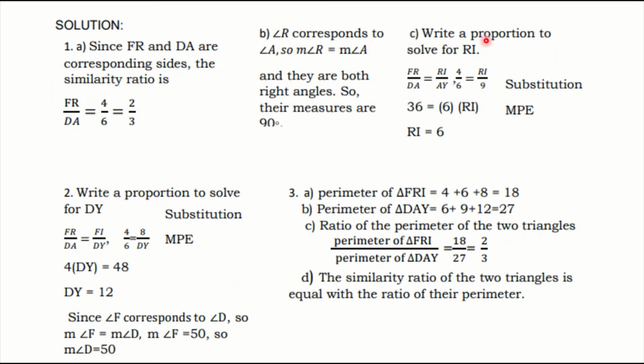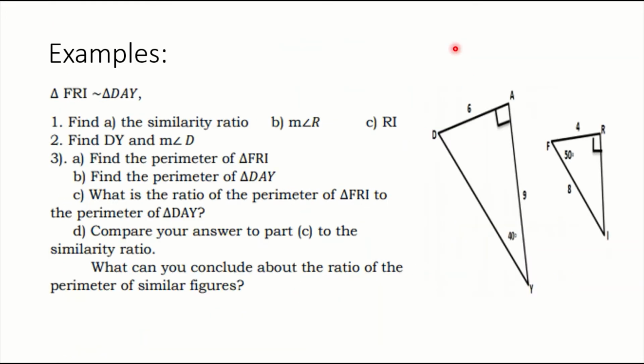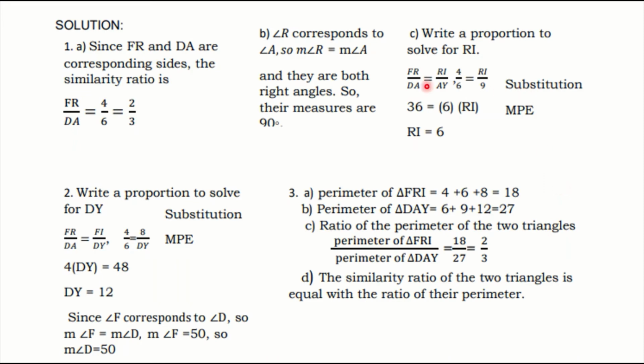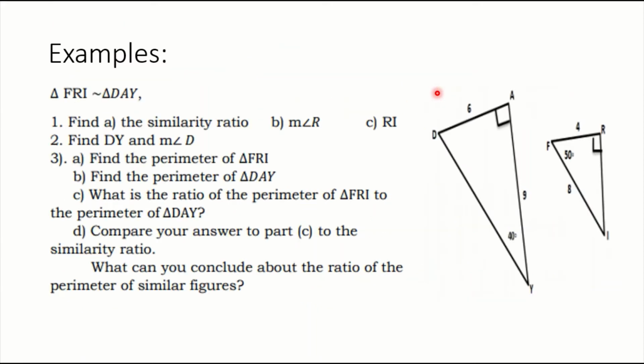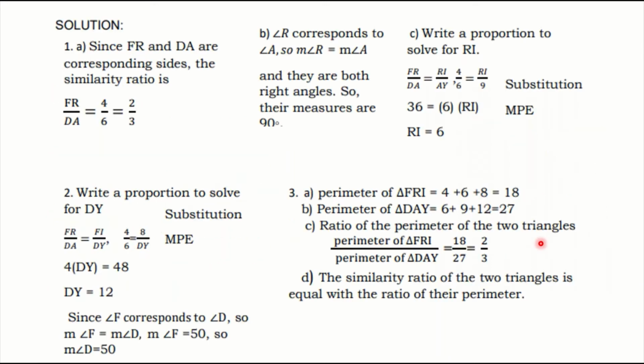How about letter C? Write a proportion to solve for RI. Kasi, ang nawawala daw po ay RI, which is yung side. So, how are we going to get the value of RI if we have this kind of given? So, gamitin natin yung mga given na yan. So, FR over DA, katulad ng kanina, is equal to RI over AY. So, gagamit tayo ulit ng panibago. FR tsaka DA. Then, yung nawawala, which is yung RI, ano ba yung similar sa kanya sa kabilang triangle? That is AY. Okay?